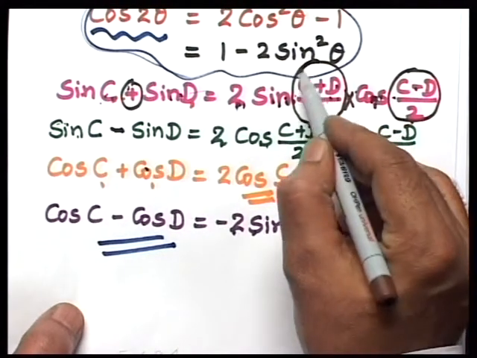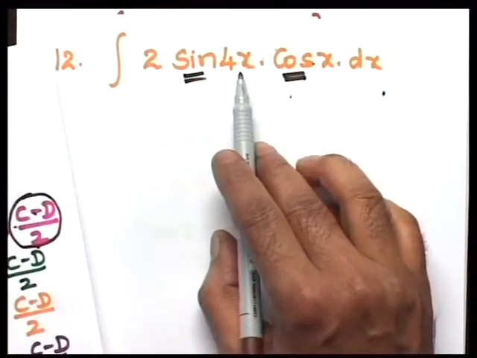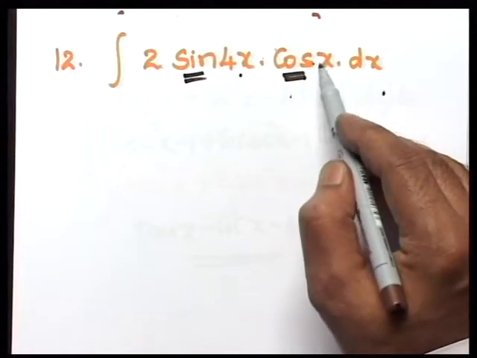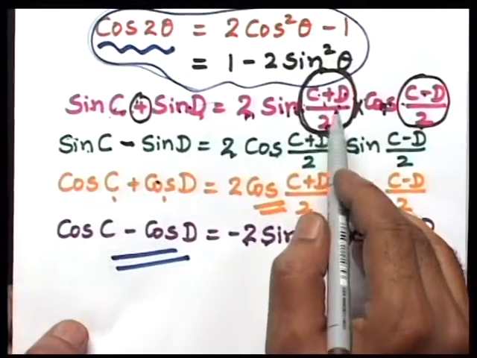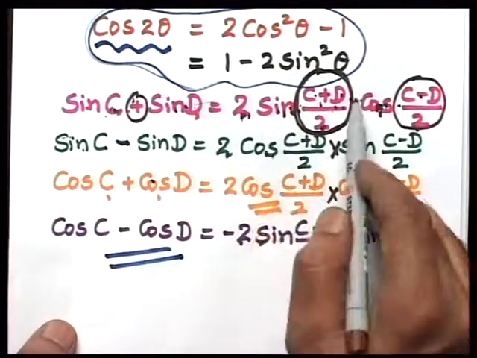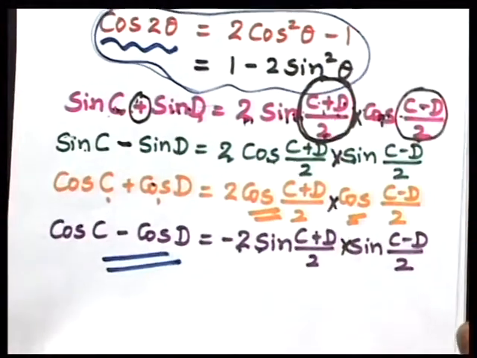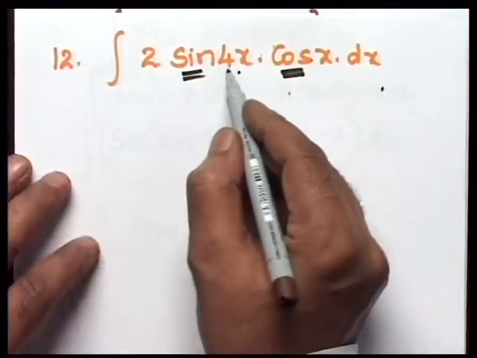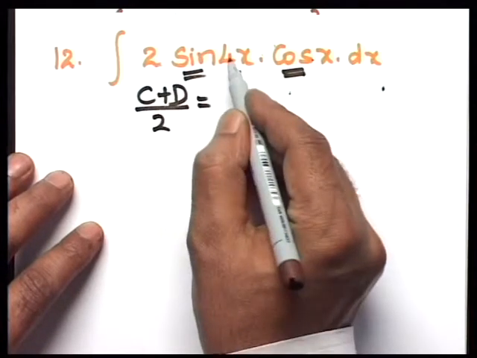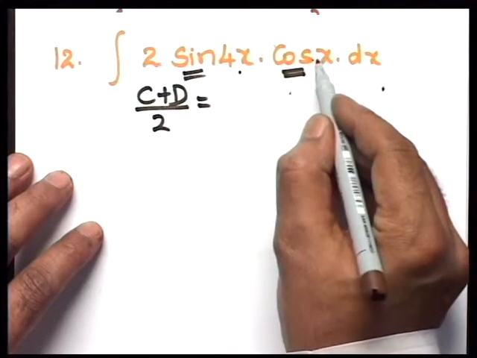So c plus d divided by 2 supposed to be the 4x. And c minus d divided by 2 is 1x. Okay. If we know what is c and d, we can substitute there. So this can be expressed in this form. Then we can integrate. So that's the plan, right? So please understand, c plus d divided by 2 equals to 4x or 4 there, right? And c minus d divided by 2 is 1, all right?